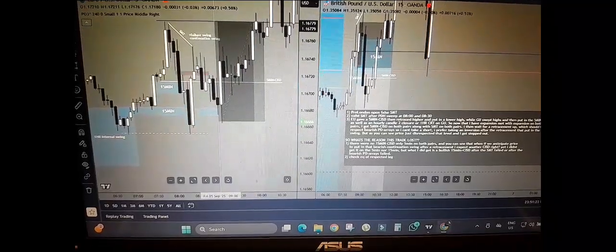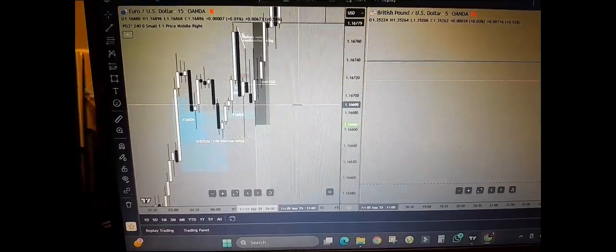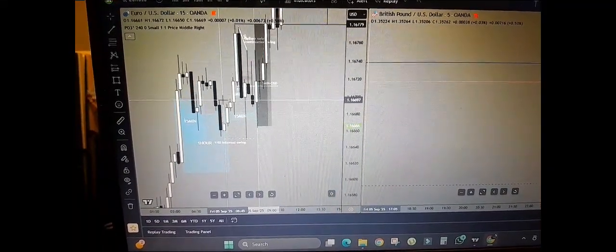So you can also see, let me go here, on Euro USD, you can see on Euro USD, I didn't get that 15-minute change in state of delivery, right? So if I want to see a bearish 15-minute change in state occur, I want to see a closure below up close candles. You can see I didn't get that.